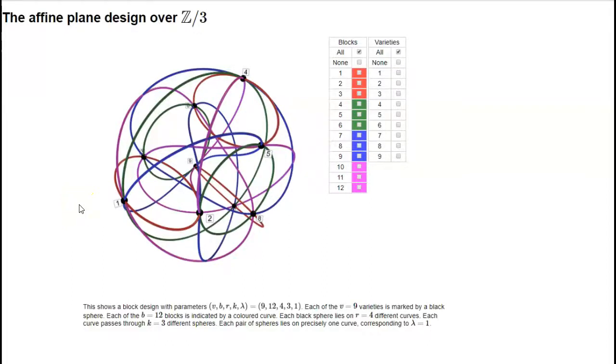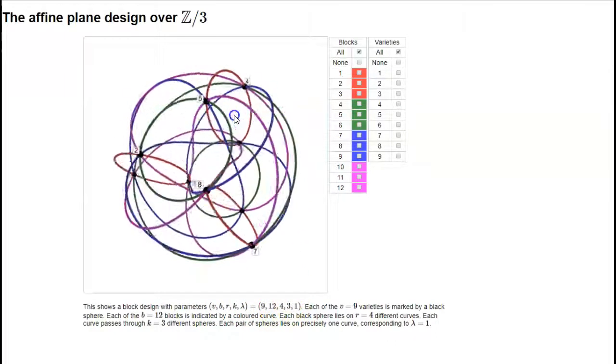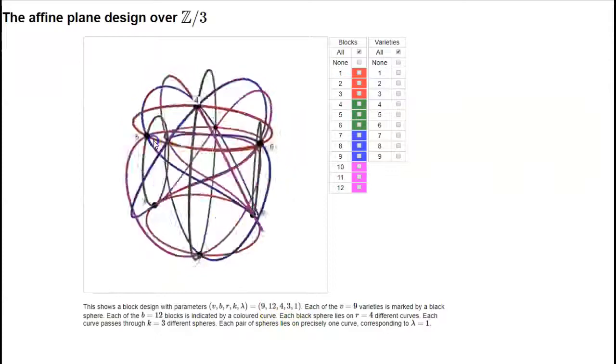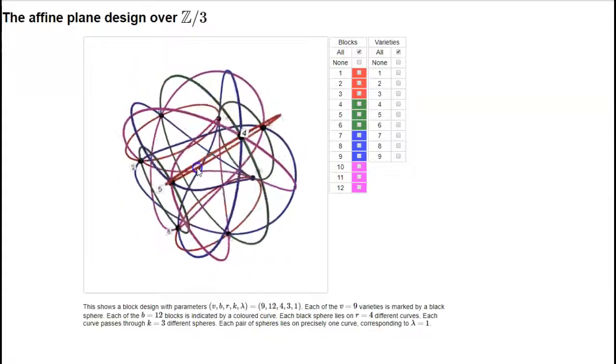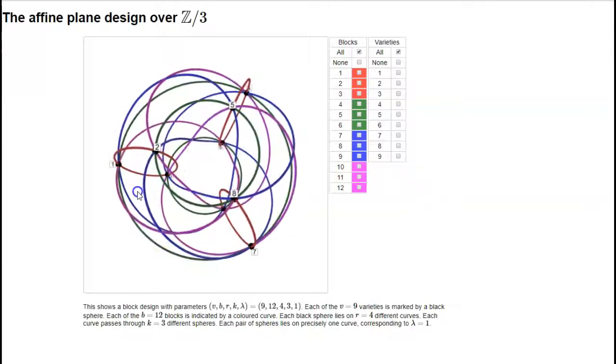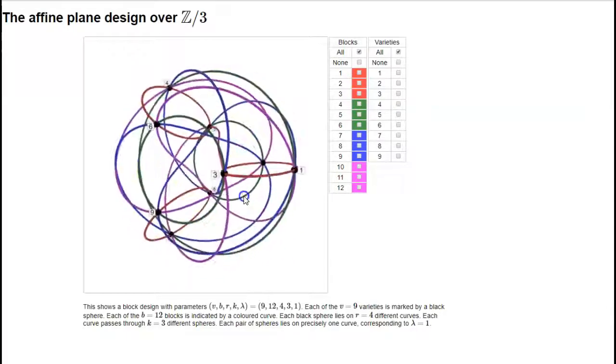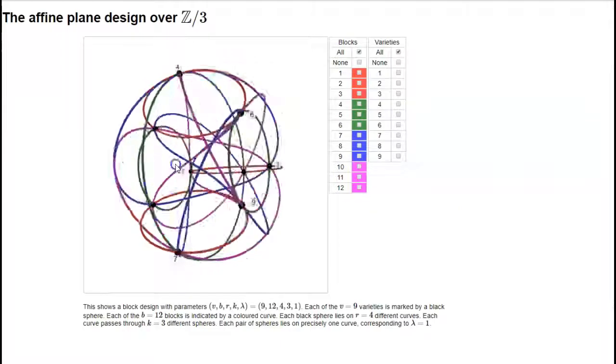This picture shows an example of a block design, with parameters v, b, r, k, lambda equal to 9, 12, 4, 3 and 1. So how should we interpret this? Well, in this picture we've got various black blobs. There are 9 of these black blobs, each one numbered 1 up to 9. And we've got these coloured curves joining them up.